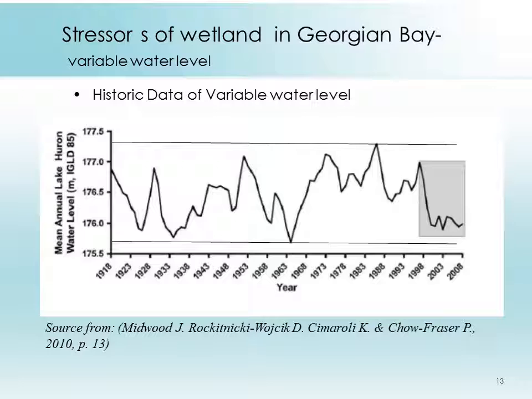In this section we will discuss how variable water level impacts the wetland. This drawing gives us some information: the historical data of variable water level of Lake Huron.